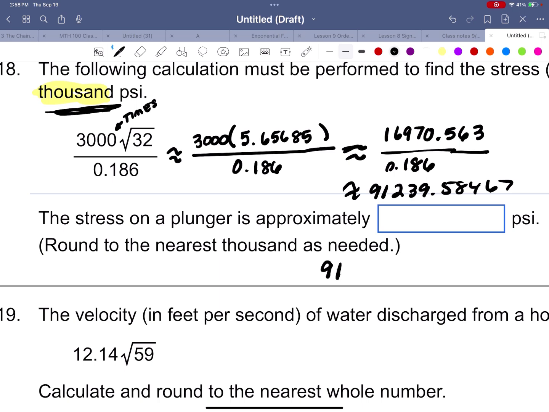Now here's the tricky part. We've got 91,239 to the nearest 1,000. That would be 91,000, because of that 2, you're just going to round to 91,000. So you have to pay close attention to that, because a lot of times when I do this, sometimes I accidentally read that as thousandths. So be really careful.